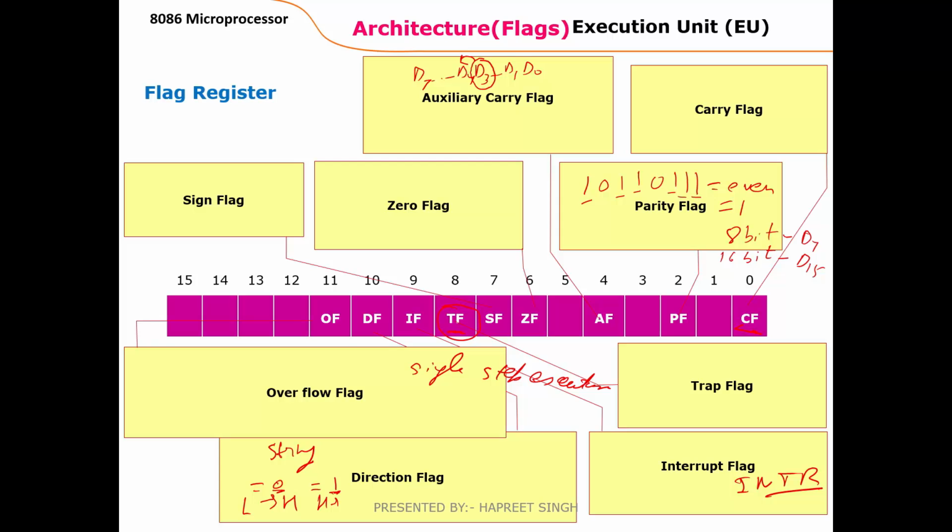Next is overflow flag. This flag is set if an overflow occurs, that is, if the result of a signed operation is too large to be accommodated in the destination register. If the result is of more than 7 bits in size in case of 8-bit signed operation, and more than 15 bits in size in case of 16-bit signed operation, then the overflow flag will be set.